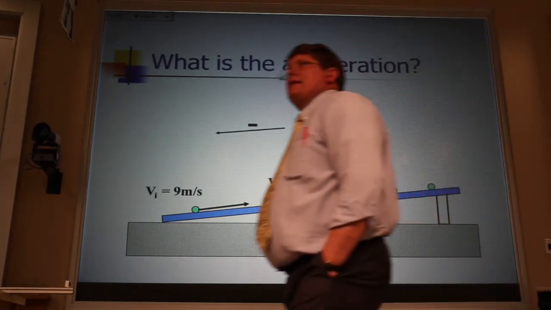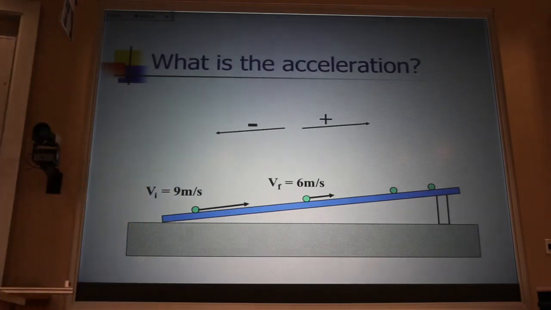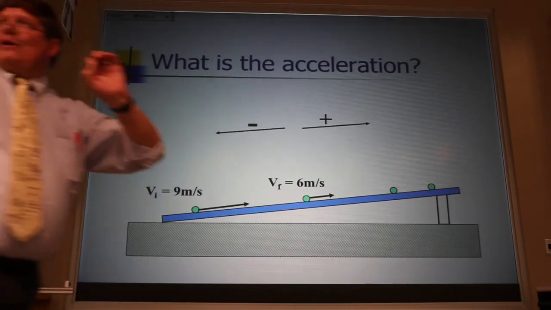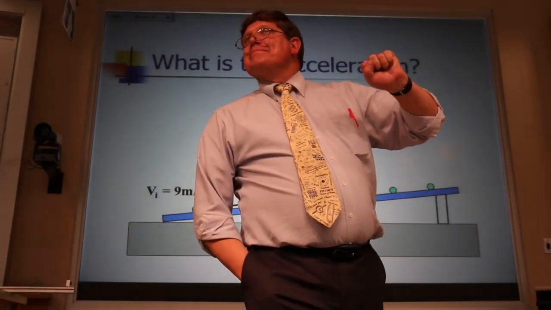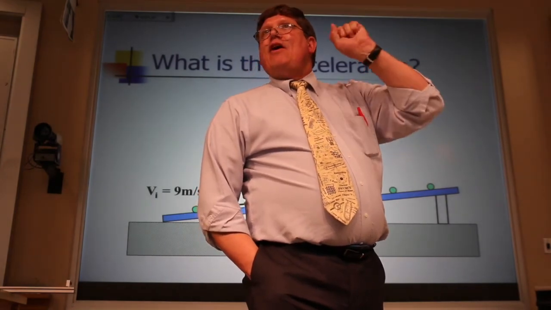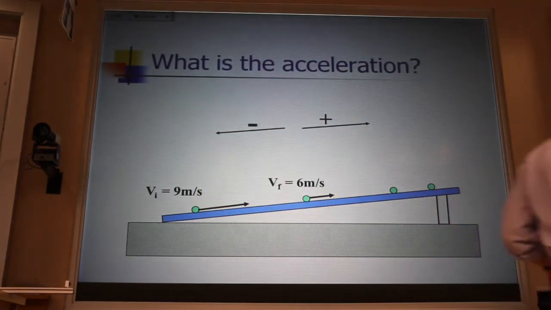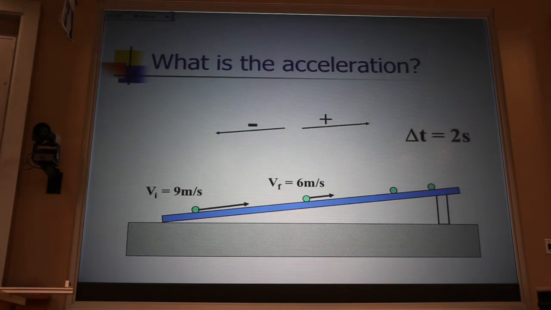Would anyone like to ask me a question? What's the time right now? What's the rate of photo taking for the strobe, or the time between? Oh, the time between strobes, it turns out, is 2 seconds. Ah, that changes everything. Now what's the acceleration?